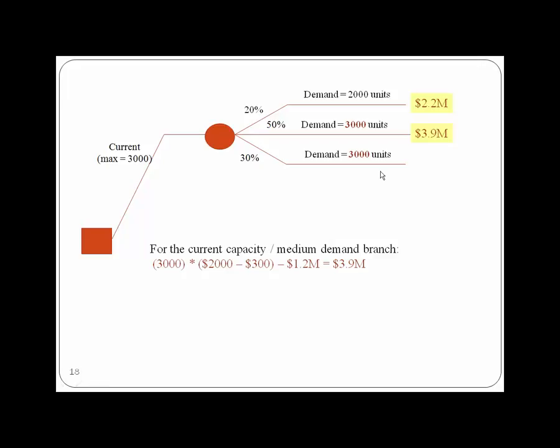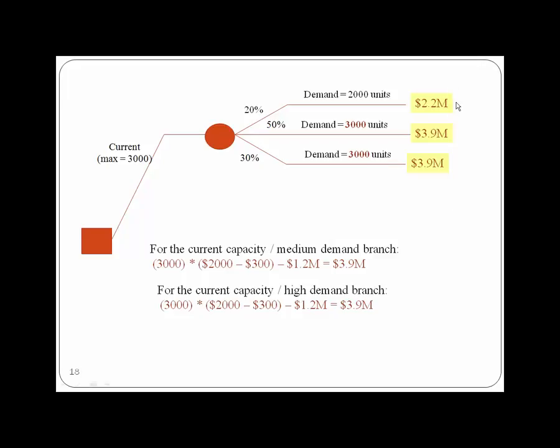Now what's going to happen for the third branch here where we have, quote unquote, high demand, a potential demand of 7,000? Well, again, since we can only meet 3,000 of it, the demand we meet is going to be 3,000, and as you can surmise from this, the financial payoff for that branch is going to be the same as well, 3.9 million.